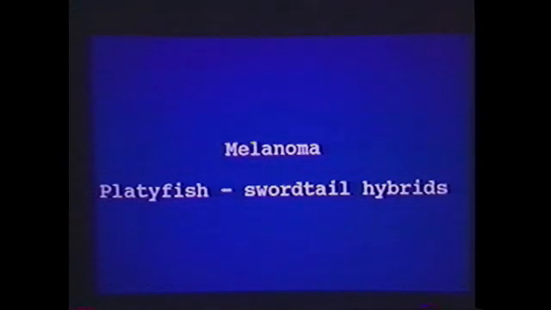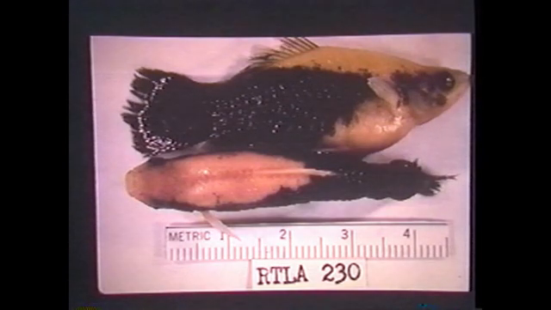Neoplasms of fish. Melanomas of the platy-swordtail hybrids. This hybrid is an animal model for melanomas, in which we see prominent melanoma development when the F1 hybrid of the platy-swordtail cross is bred back to the swordtail. It is believed to be caused by a loss of regulator genes within the melanosomes. These melanomas can become quite extensive and involve large areas of these fish.